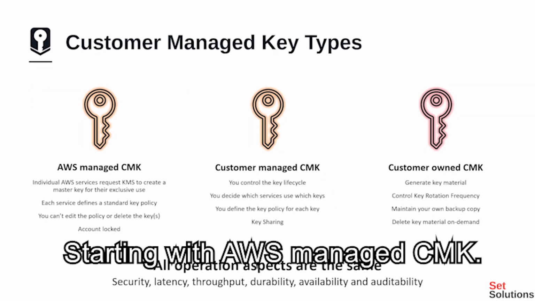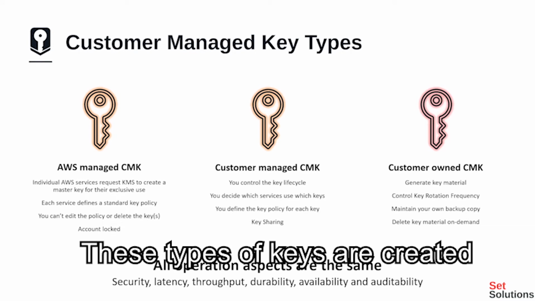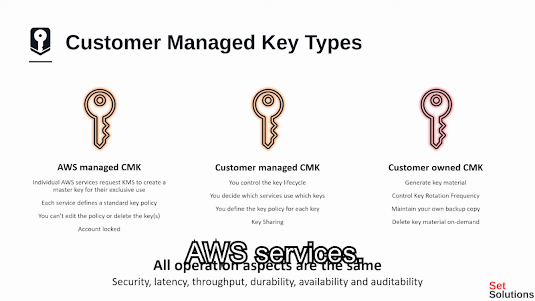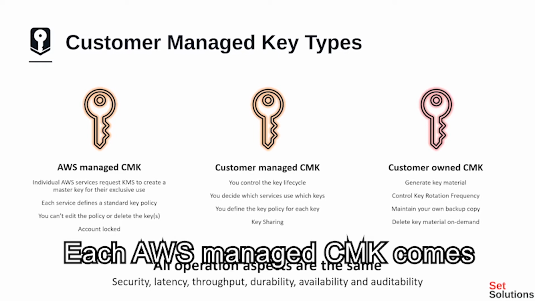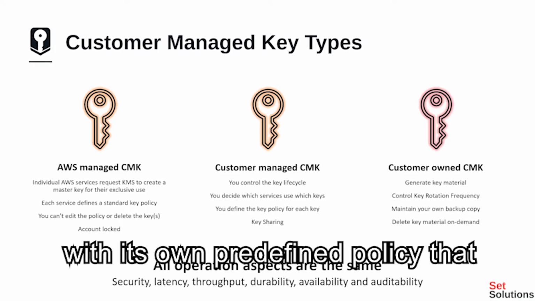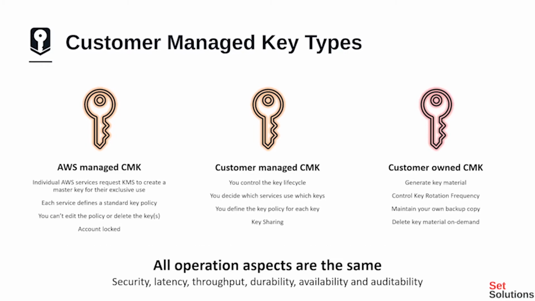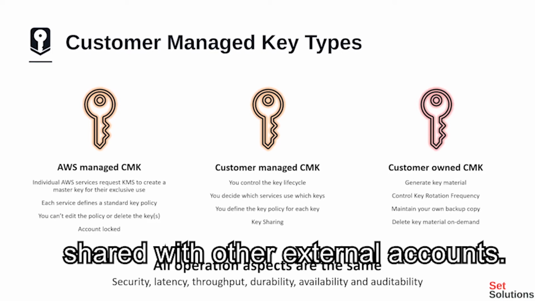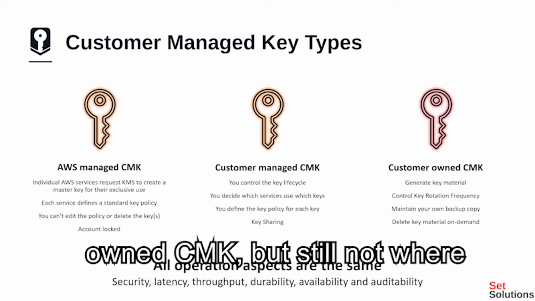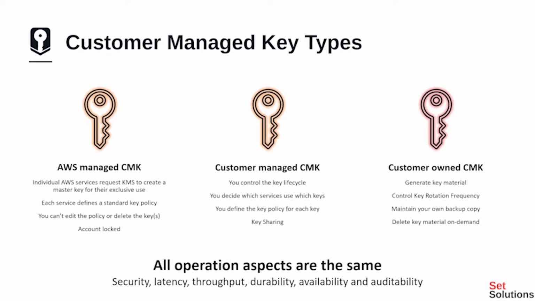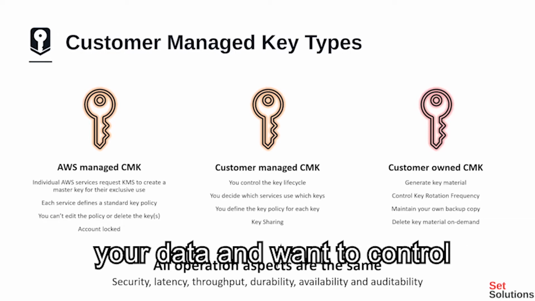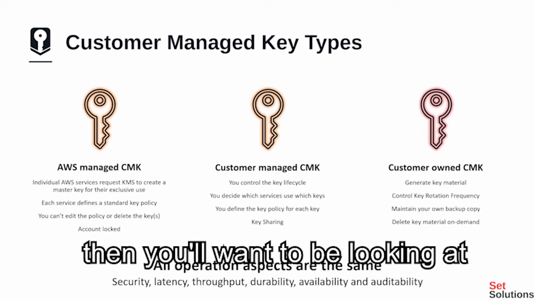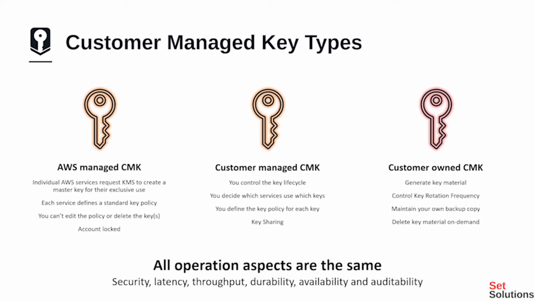Starting with the AWS Managed CMK. These types of keys are created automatically by individual AWS services. Each AWS Managed CMK comes with its own predefined policy that can be viewed but not modified. And because they're locked down to an account, they also cannot be shared with other external accounts. It is slightly better than AWS Owned CMK, but still not where you want to be. If you're serious about protecting your data and want to control who can manage access to it, then you want to be looking at using one of the next 2 key types.